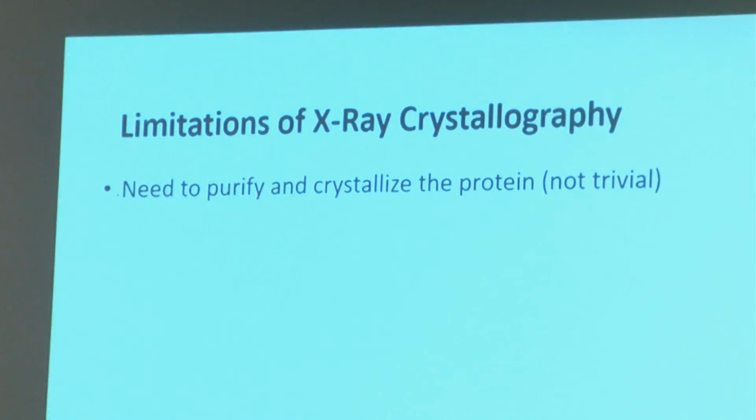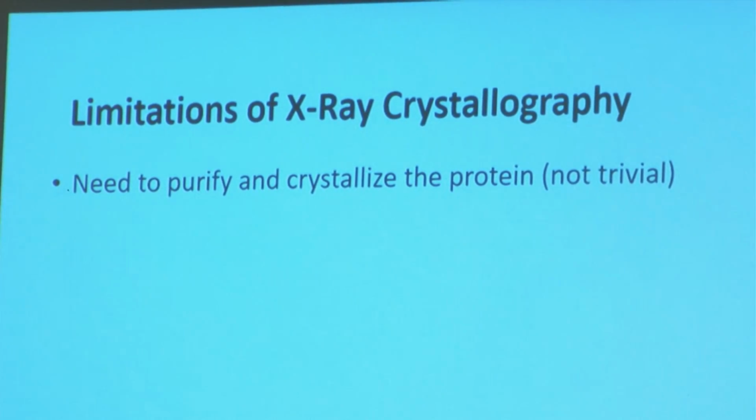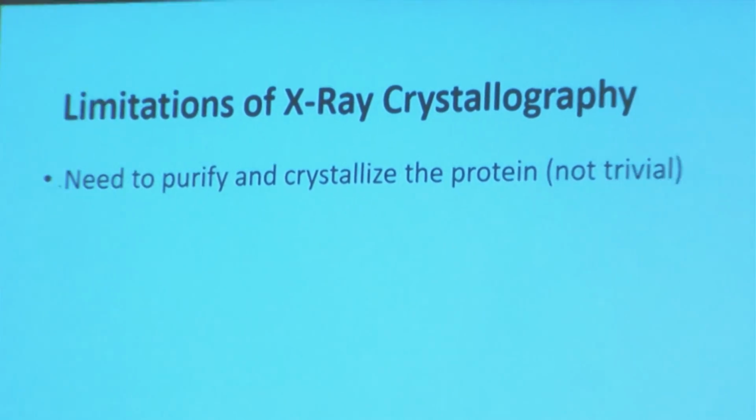The first point: it's really hard to purify and crystallize proteins. It's really not a trivial task. It can take months or even years to do so, and nowadays you have robots that can set up reactions under hundreds of different crystallization conditions. And it's sort of a black magic art. It's hard to predict what crystallization conditions are going to give you a high quality crystal.